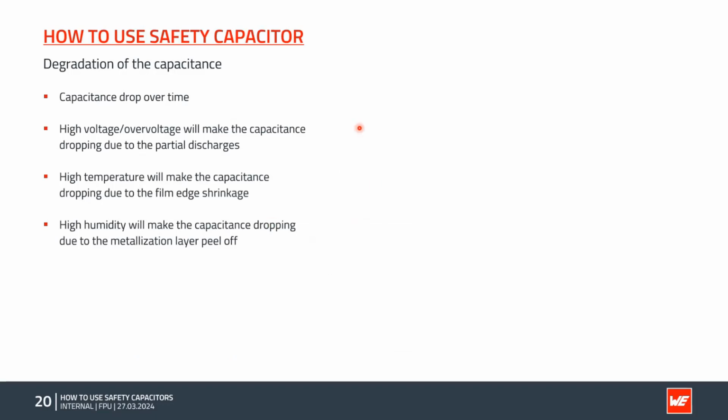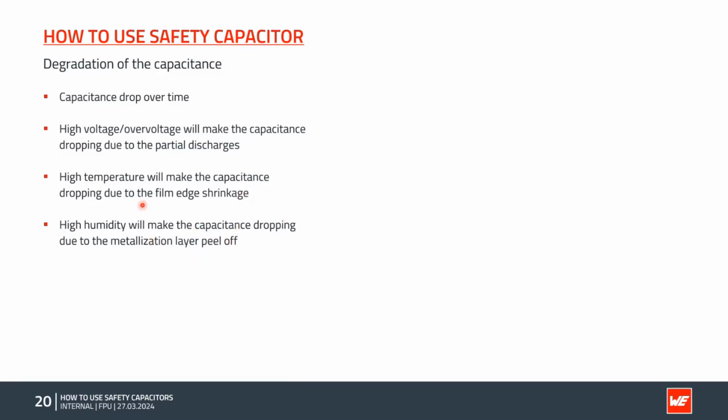But of course there is some capacitance drop over time. When you have high voltage or overvoltages, then the capacitance can drop due to partial discharge. What I said, that there's also some breakdown between the layers, and it will reduce the metallization surface, and so the capacitance. Then the high temperature will shrink the edges of the film. When the temperatures are too high, then you will lose the connection to the outer layer, so you will have some drop of capacitance.